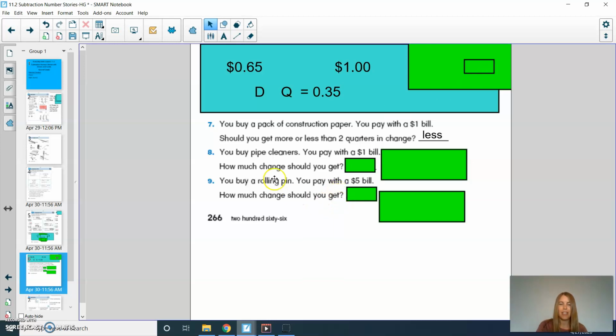Here's question 8. You buy pipe cleaners. You pay with a $1 bill. How much change should you get? Press pause and then play when you're ready to hear the answer.